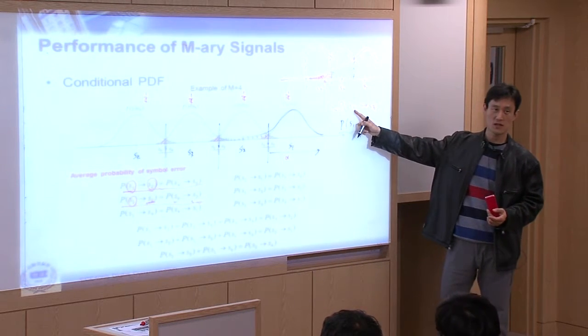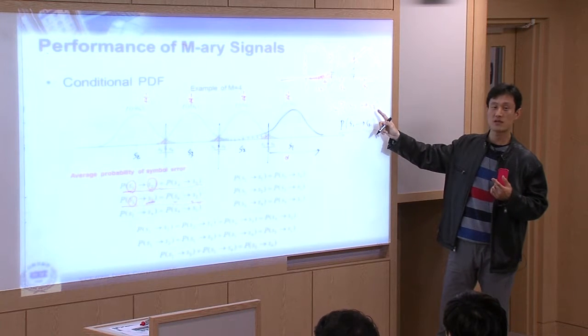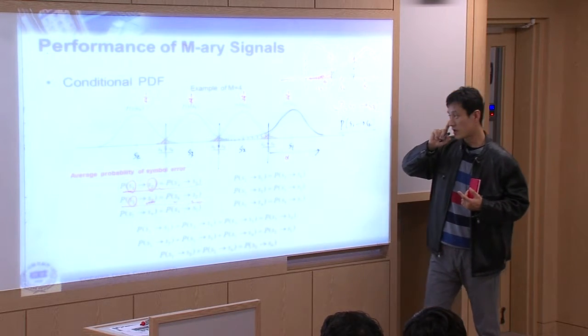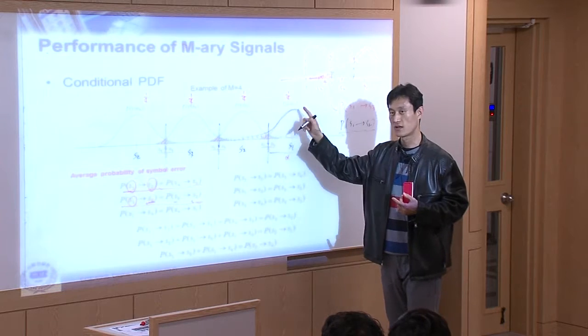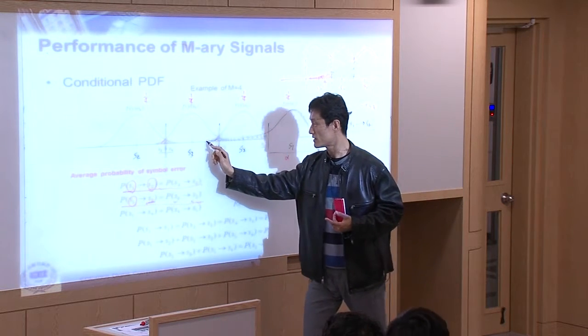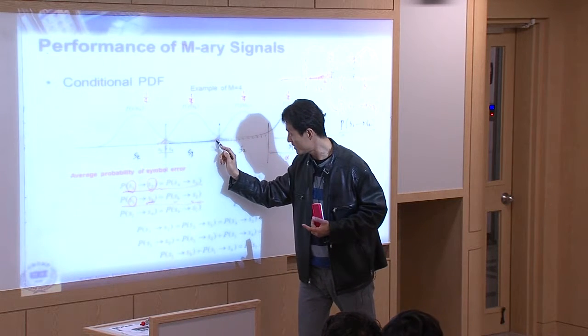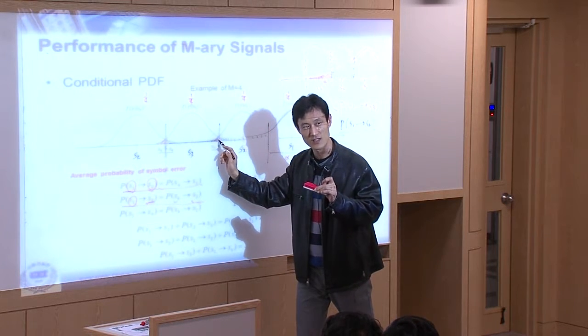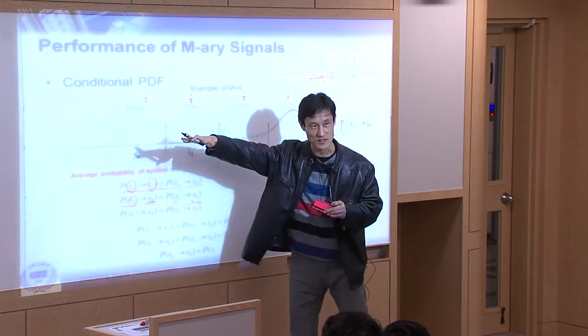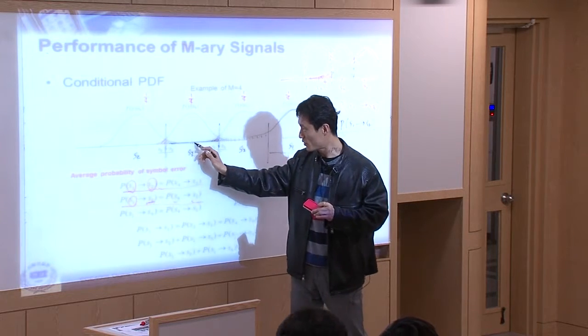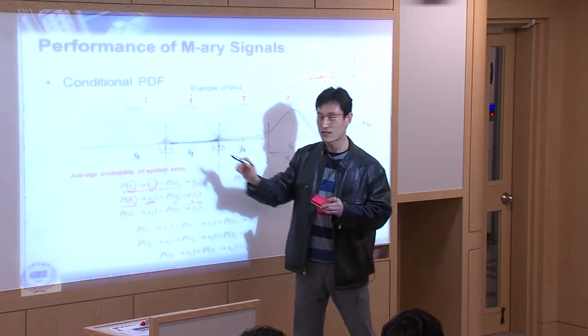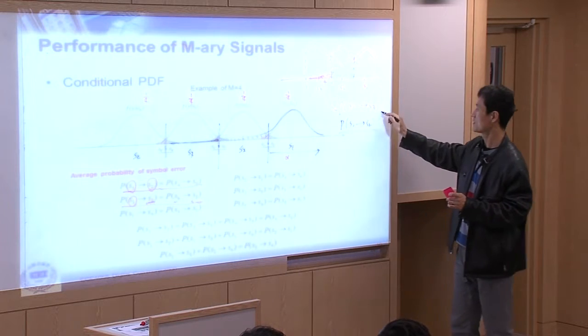S1 is transmitted, but we receive S3. That means S1 is transmitted, but we receive as S3. This region is so tiny, but there is a little bit here, because this one goes infinite, right? We have a very small one here. So that is this probability here.